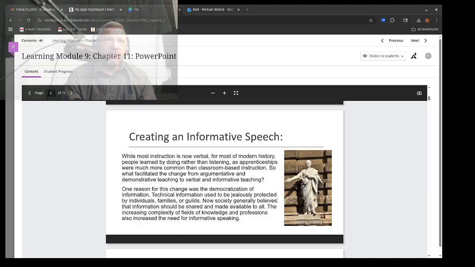While most instruction is now verbal, for most of modern history, it was learning by doing. And apprenticeships were kind of what took over. So what facilitated the change from argumentative and demonstrative teaching to verbal and informative teaching? Well, the biggest change, I guess, would be the democratization of information. Information is much more ready and available to people.